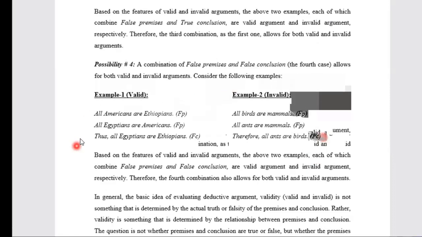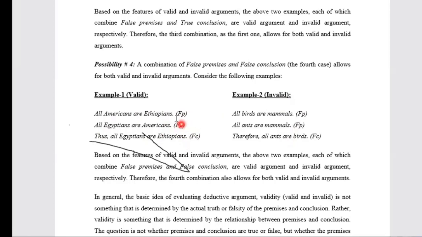The last possibility is this one. All Americans are Ethiopians, all Egyptians are Americans, all Egyptians are Ethiopian. You see the transferability? All Americans are Ethiopians is a false premise. We assume this as false, and we assume the second, all Egyptians are Americans, as false too. So from these two false premises, we can argue that all Egyptians are Ethiopians. In other words, it is impossible for an Egyptian not to be an Ethiopian. So if these are false premises, this is also a false conclusion. So it's valid. There is a flow of strict necessity, but here it is not. It does not work here.